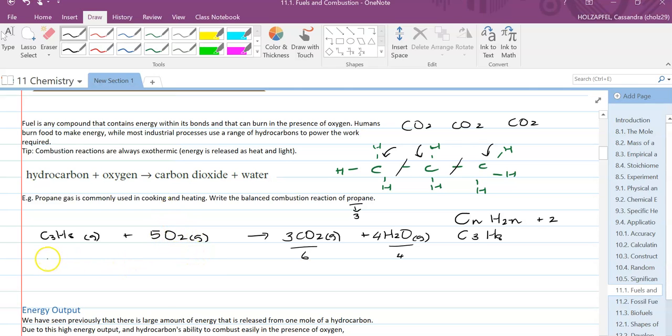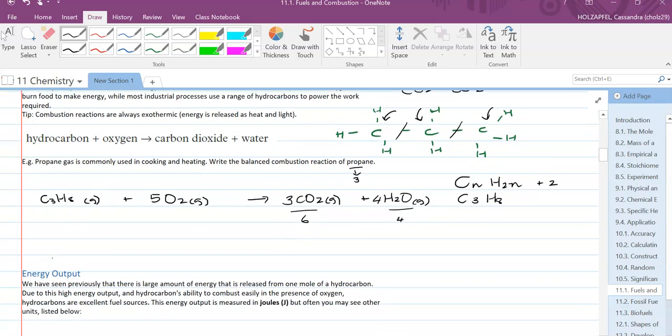So let's just quickly double check that's balanced. We've got 3 carbons, 8 hydrogens, and 10 oxygens. Yep, good. So that's nice and balanced.